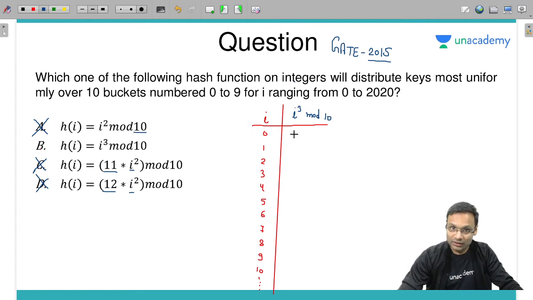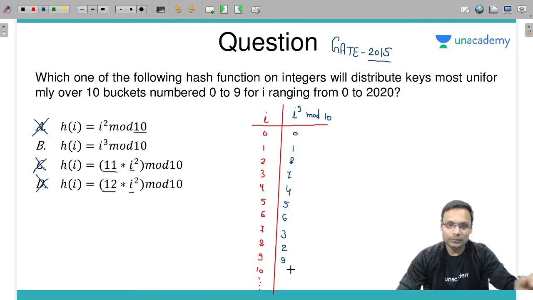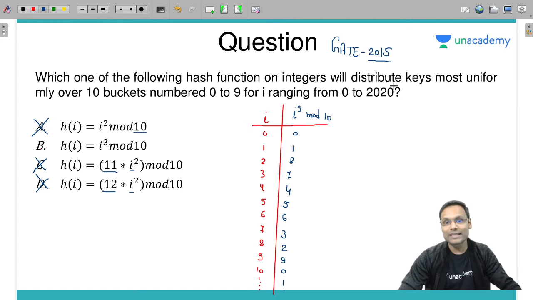0 cube mod 10, 0. 1 cube mod 10, 1. 2 cube 8. 3 cube 27, 7. 4 cube 64, 4. 5 cube 125, 5. 6 cube mod 10, 6. 7 cube, 3. 8 cube 512, 2. 9 cube, 9. 10 cube again 0. And for 11 again you will get 1. For 12 again you will get 8, and all these keys repeat.